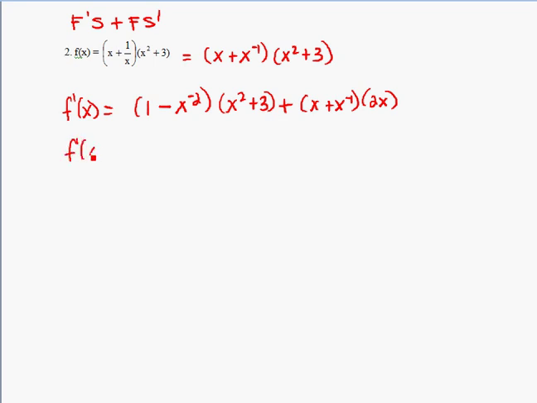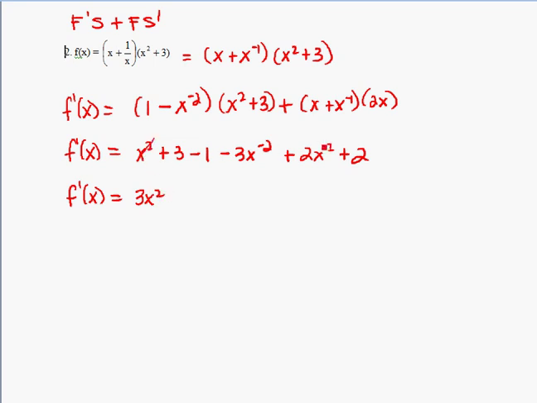So now I'm going to multiply these two, so that gives me x squared plus 3. X to the negative 2 times x squared is just 1, so I'm just left with negative 1 minus 3x to the negative 2. Plus I'm going to multiply these two, gives me 2x squared plus 2. So now I have f prime of x. Collecting like terms, I get 3x squared. So those two cancel. This is 3 minus 1 plus 2, so that is 4. Minus 3x to the negative 2.